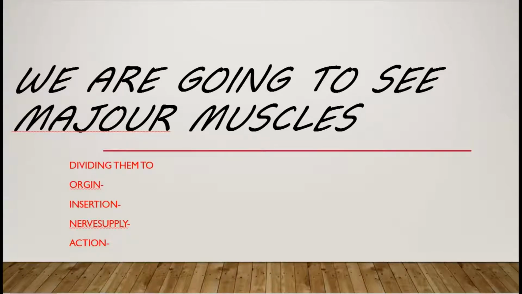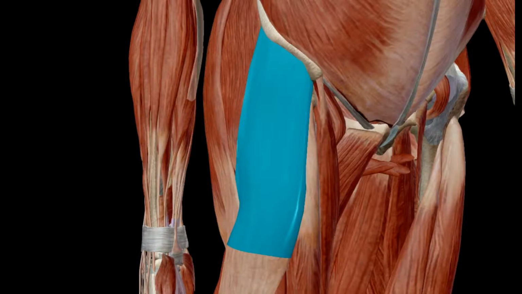Good morning everyone. In this video we are going to see about the major muscles' origin, insertion, nerve supply and action. So we are going to see about the tensor fascia lata or the iliotibial band in this video.